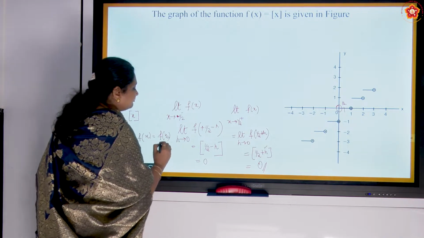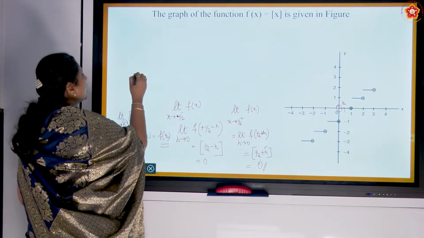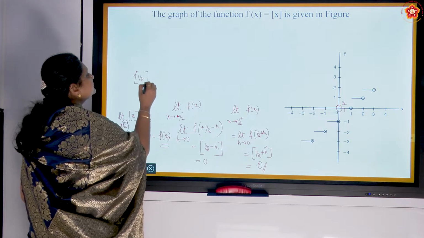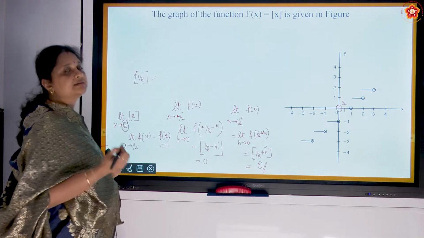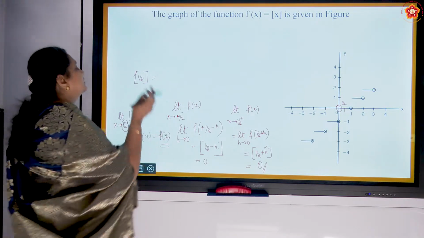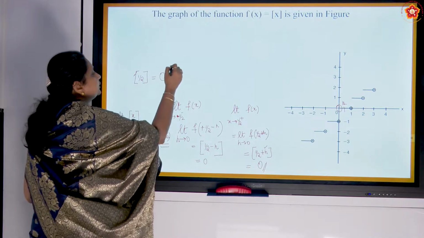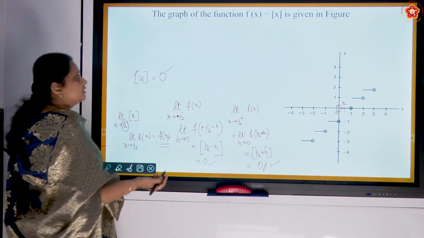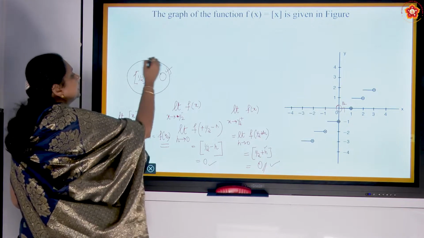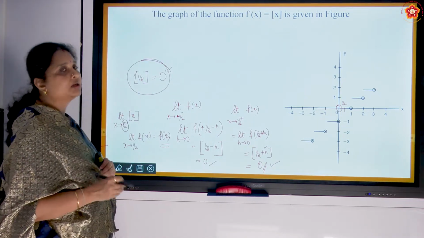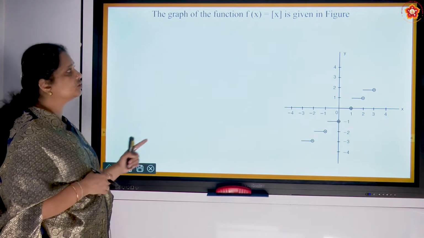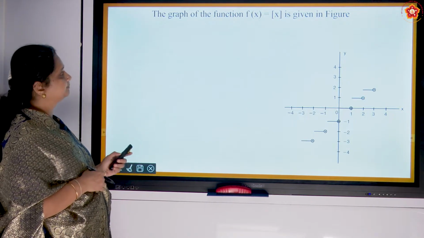So, how do I find f of half? I substitute half in place of x and see what is the greatest integer value. Again, the greatest integer value is going to be 0 only. So, the limiting value of the function and the function value both are equal. So hence we can decide that the function is continuous at half.